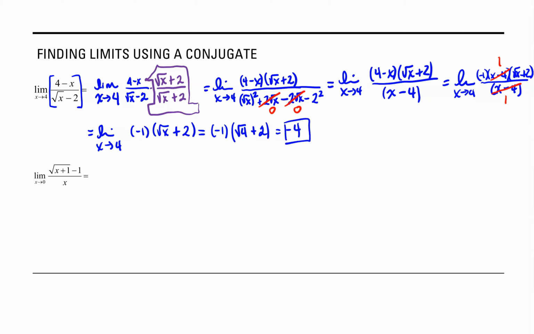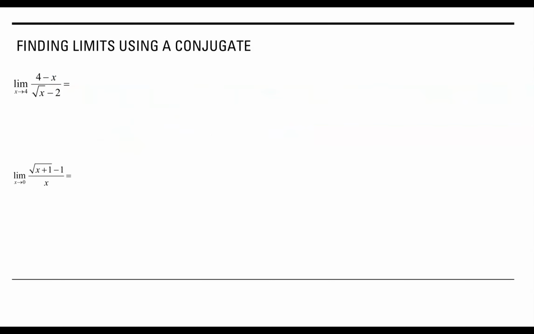So what this means is that as x approaches 4, the function (4 minus x) over (square root of x minus 2) approaches the y value of negative 4. So now let's take a look at the limit as x approaches 0 of the quantity (square root of x plus 1 minus 1) in the numerator and x in the denominator.